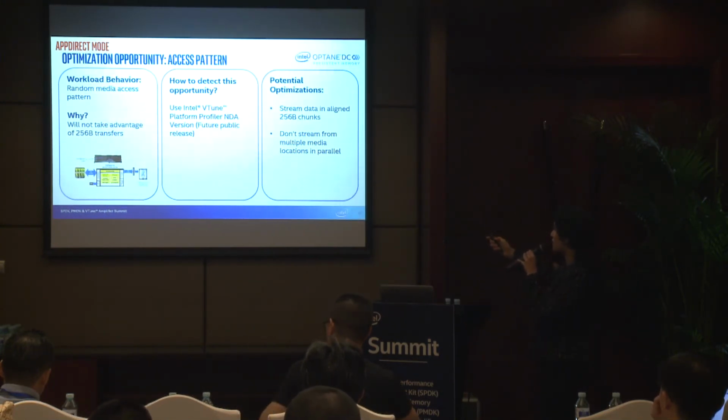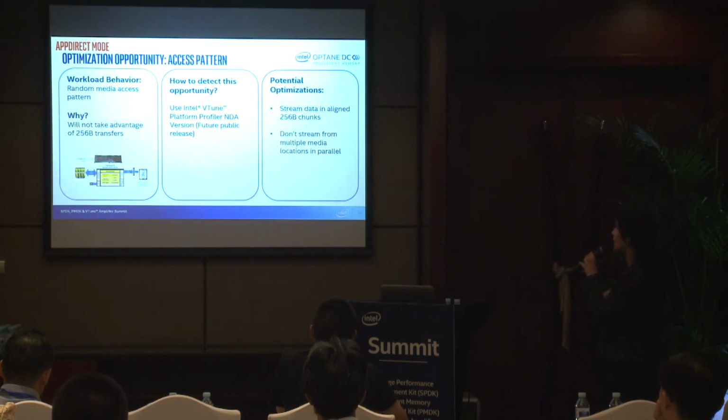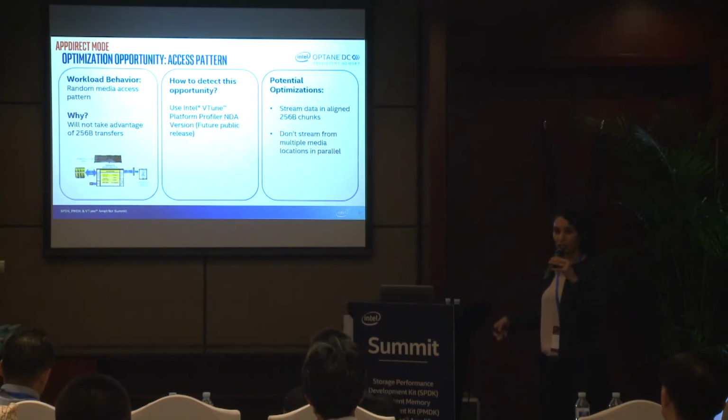This is already publicly released. So the potential optimization here is to stream data in aligned 256-byte chunks. And this is another question that I was asked earlier on this talk: what happens if you stream from too many threads? You might want to consider reducing the number of threads and seeing if you're getting better performance, because too many threads means you're going to have a lot of evictions outside this buffer. And this buffer is small. So that's something to look at.